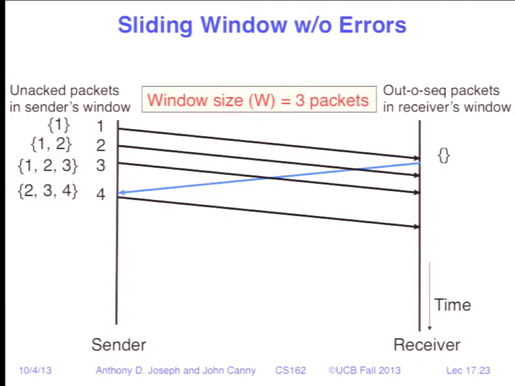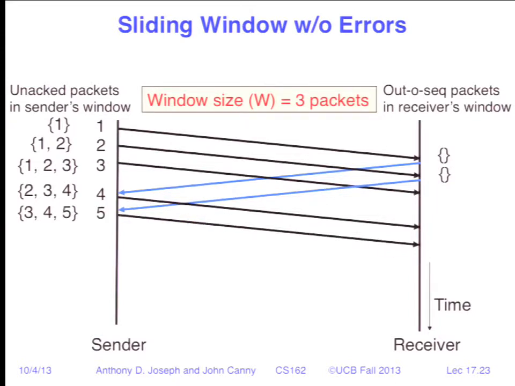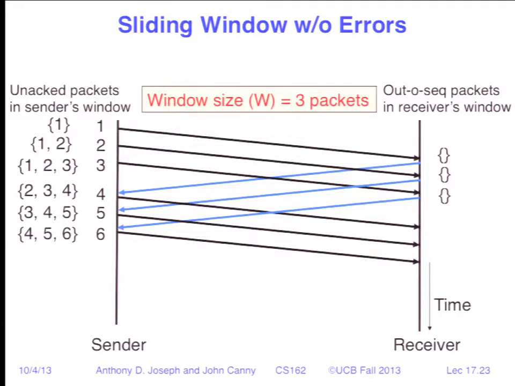So now we receive packet 2 here. We send back the acknowledgement. Our window slides forward 1 more, becomes 3, 4, 5. Okay, and again, we receive packet 3, and our window slides forward to 4, 5, 6. And we can send 6. Yes?